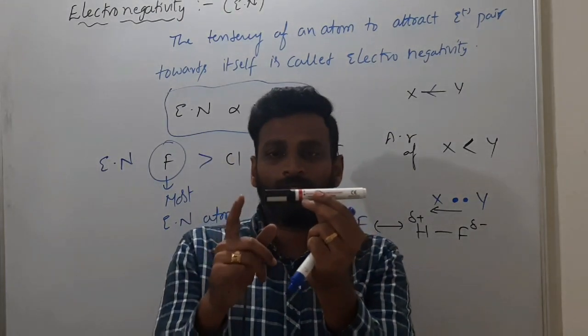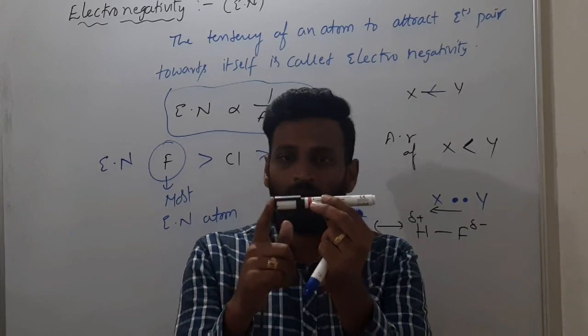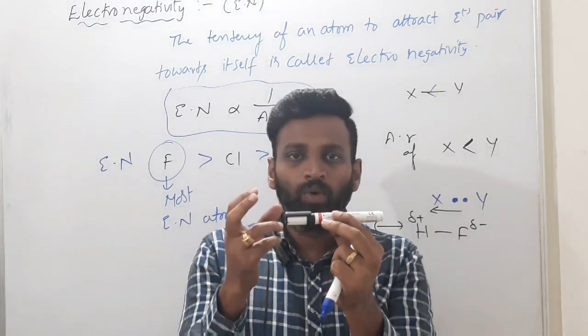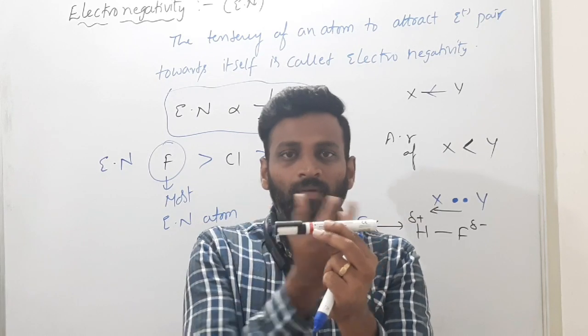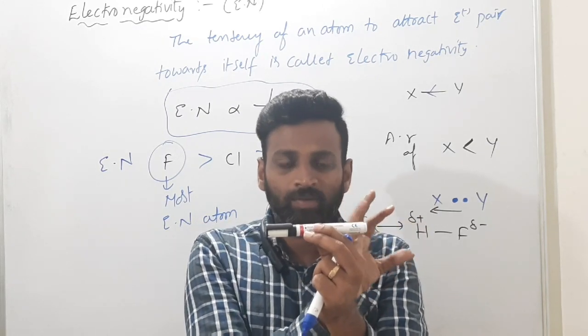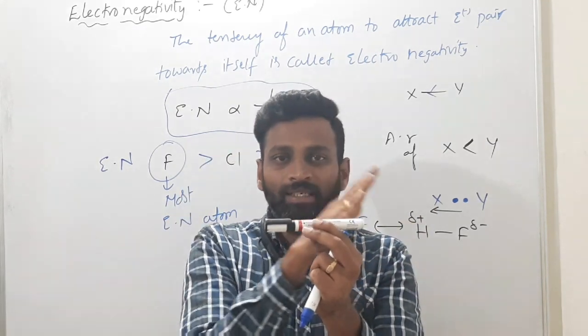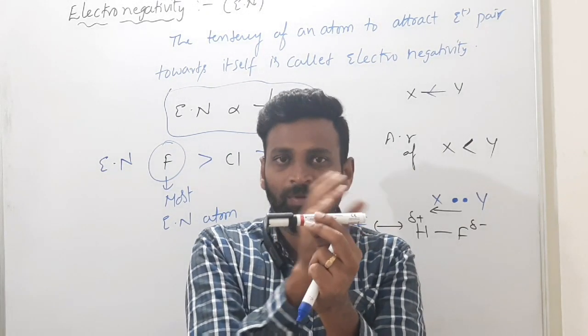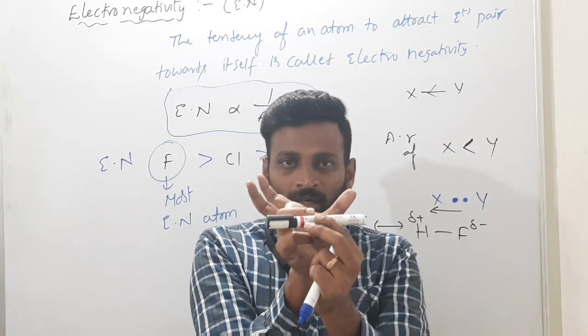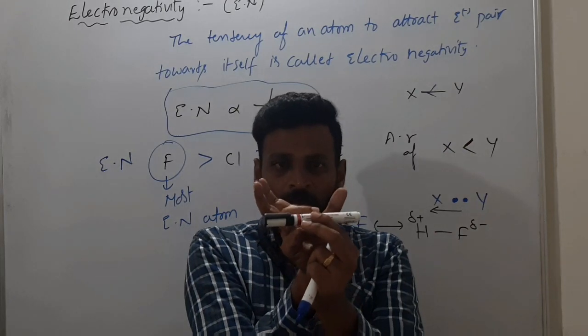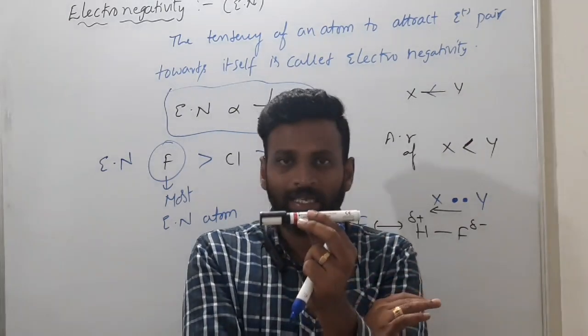Chocolate shared by two persons. One is my daughter and one is my son. Who is more electronegative? My son, suppose, because he is small. So they have to share that chocolate 50%, 50%. One chocolate was given, and they have to share it 50%, 50%.